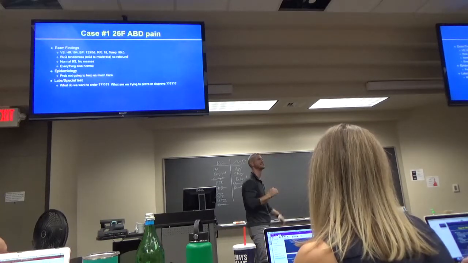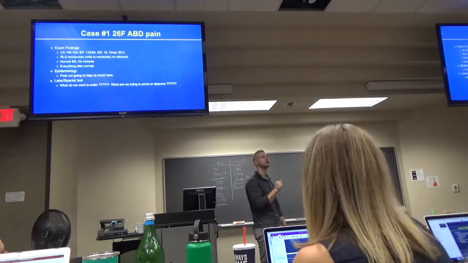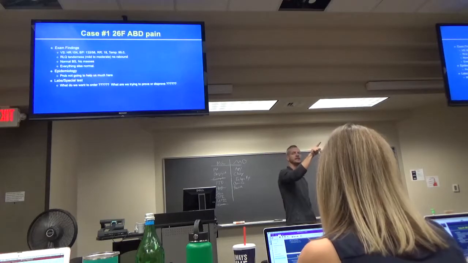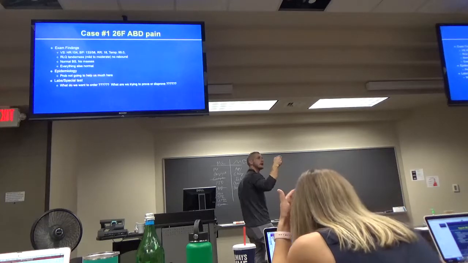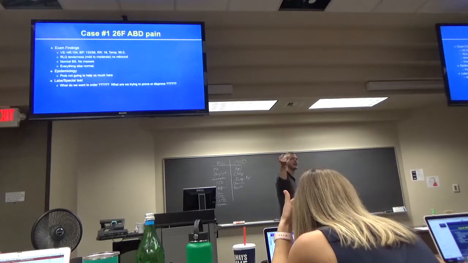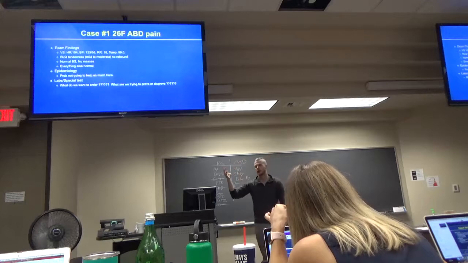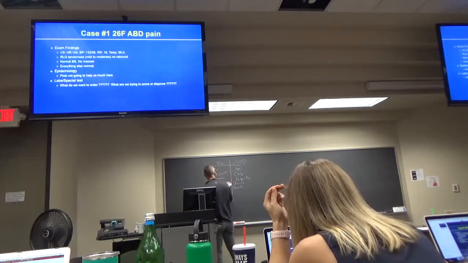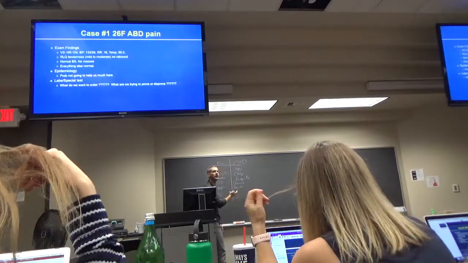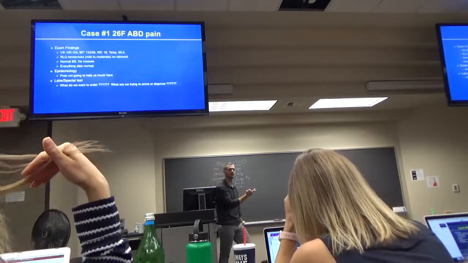Okay, so she has right lower quadrant tenderness, mild to moderate, no rebound. She has normal bowel sounds. Everything else is fairly normal in her exam. Epidemiology is probably not going to help us much for female abdominal pain. Anything we want to add or subtract based on her physical exam and vital signs?